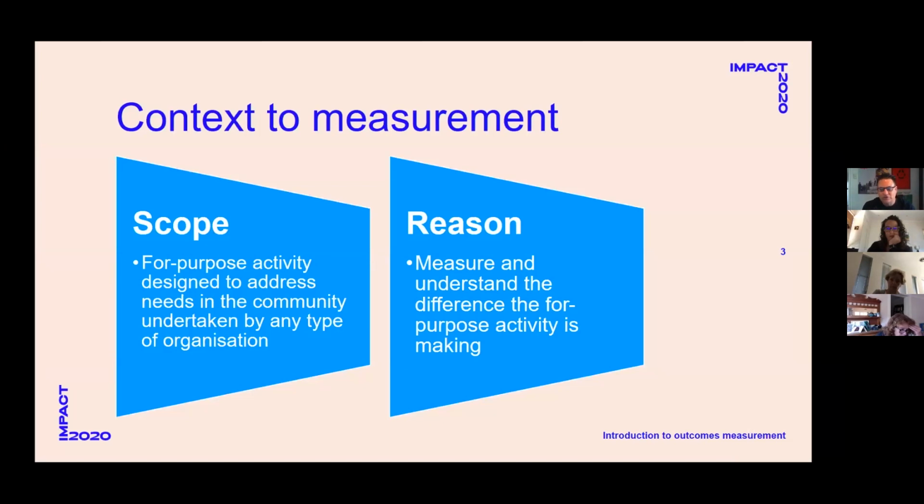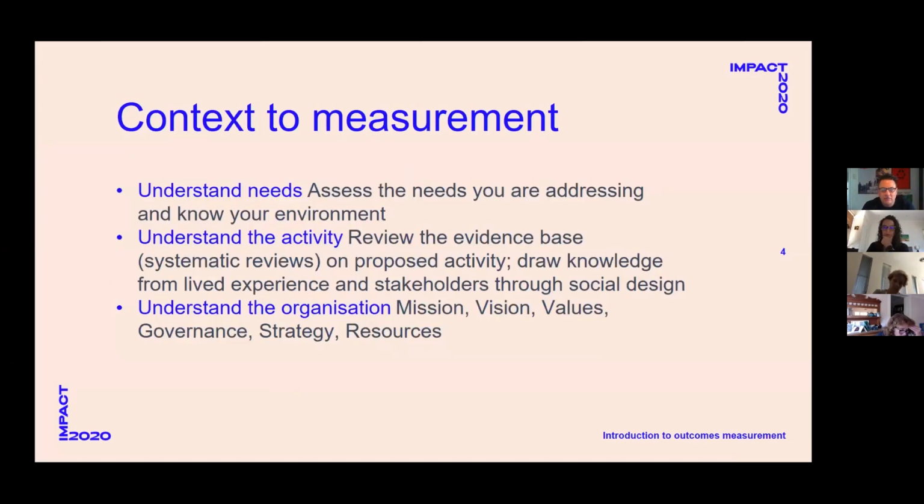The reason why you're interested in measurement and evaluation is to measure and understand and assess. That's when we start talking evaluation, not just measurement, but assess and understand the difference that you're making. And that's the context. Now, before we get into actual direct outcomes measurement, very important that whatever you're doing, you are understanding the needs that you're trying to address. So that means you need to know your environment and you need a needs assessment. Who is being affected? How are they being affected? Understand the different groups, diversity involved. Not all groups are the same in terms of the nature of the program or activity that you're going to be engaged in.